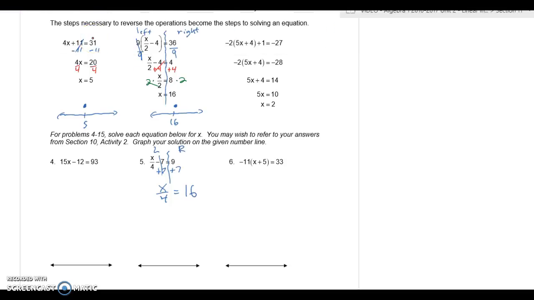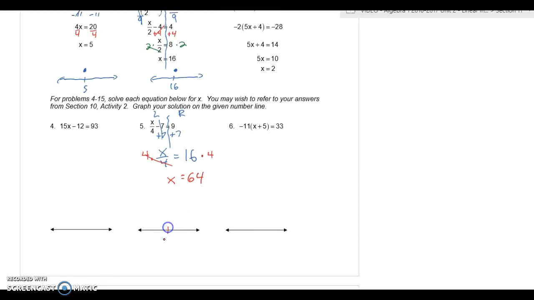let's see, we've got x divided by 4 equals 16. So my next step would be to get rid of any multiplication or division, which I see right here, dividing by 4. So I'm going to multiply by 4, and I get x equals 64. So I graph that as a closed circle.